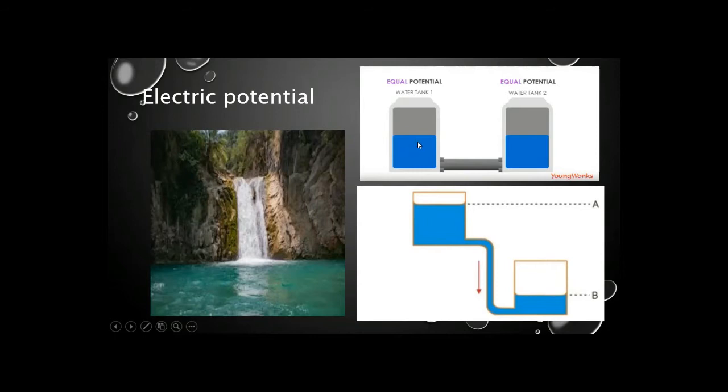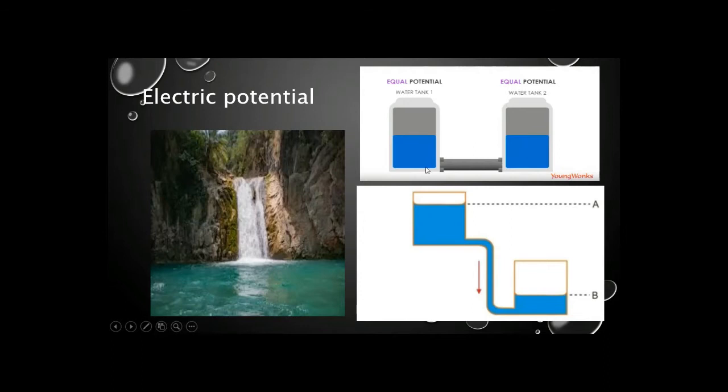Similarly, here we consider another example where we have two tanks of water, and you can see that both have the same level of water. If I want to move the water from one tank to the other, how is it possible if we connect the two tanks? Can it move? No, we have to do something to move it from one tank to the other tank.